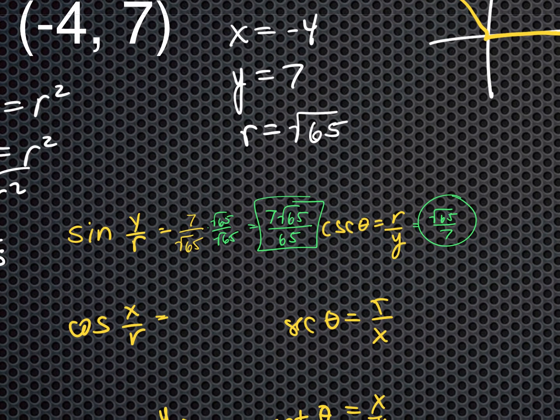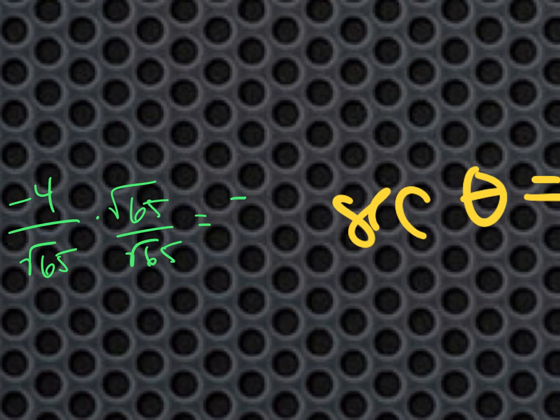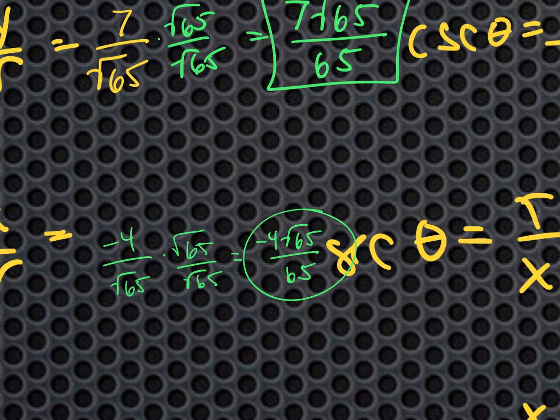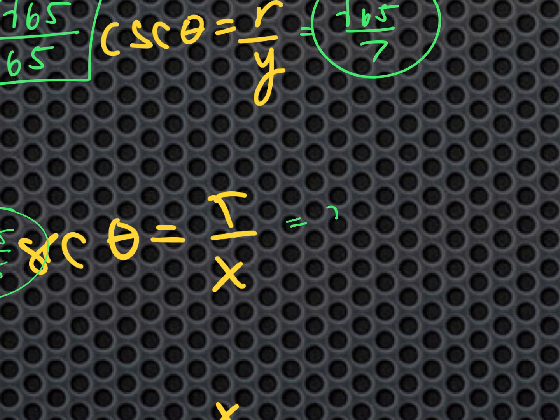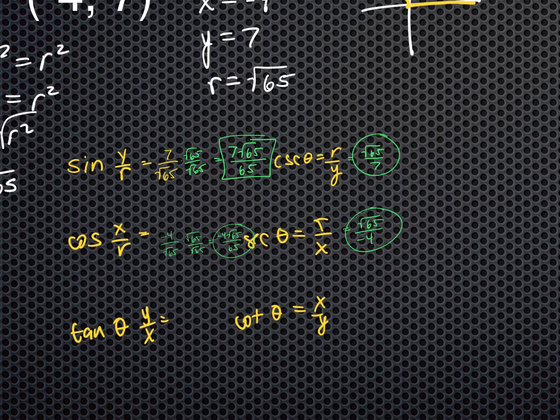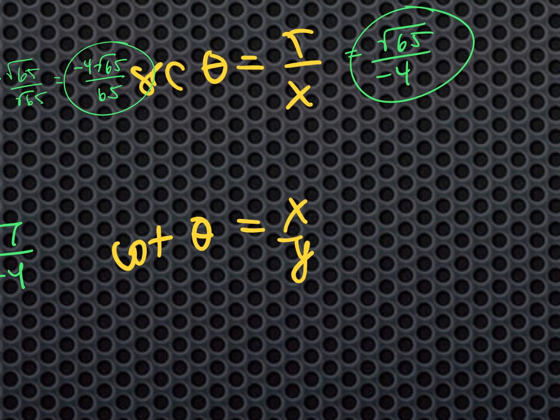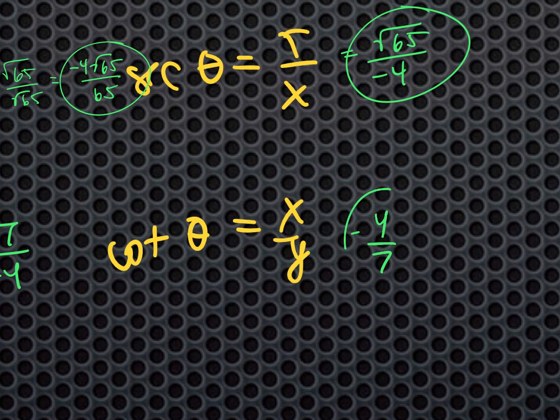X over r. So negative 4 over the square root of 65. Can I leave the square root of 65? Rationalize, we get negative 4 root 65 over 65. R over x is going to give me the square root of 65 over what? Negative 4. Good. And then my tangent and cotangent, y over x. So 7 over negative 4 and negative 4 over 7. Good.